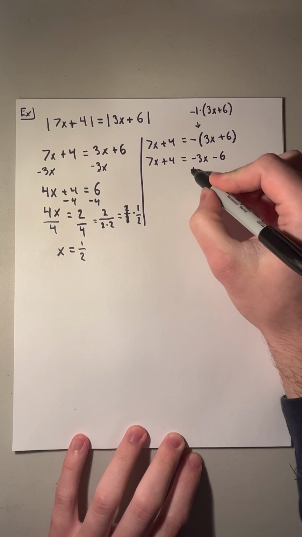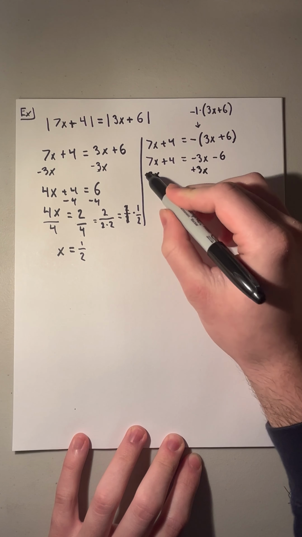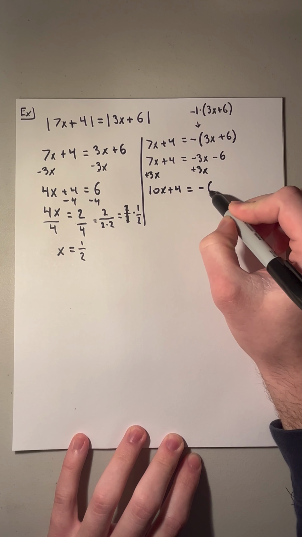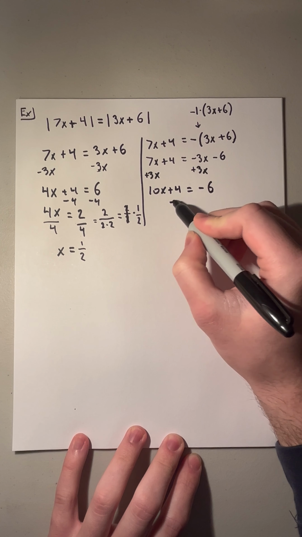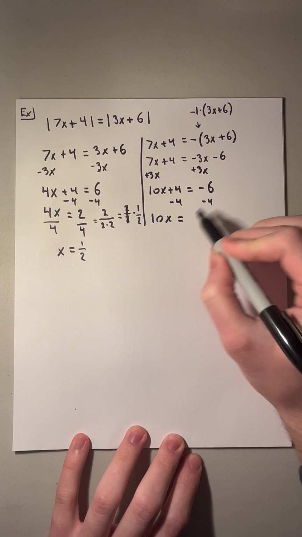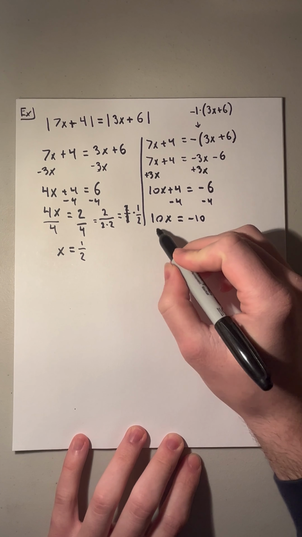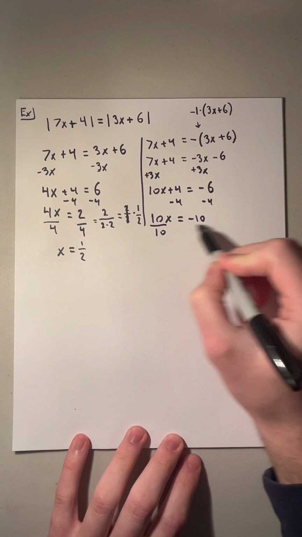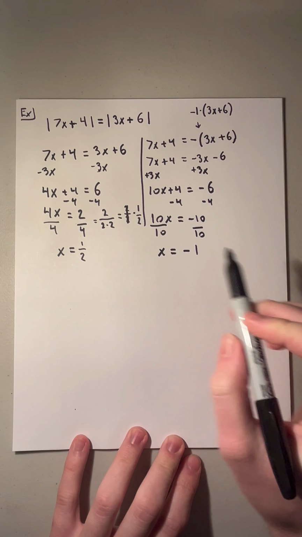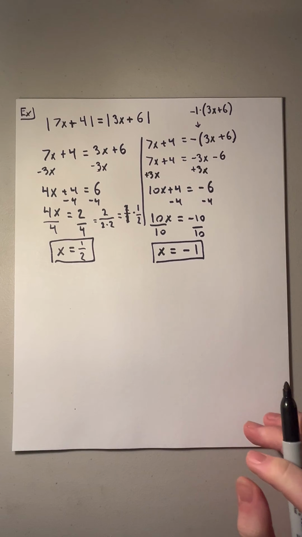On the other side, you have -3x. You're going to want to add it to this side now. So then you get 10x plus 4 is equal to -6. Now you're going to subtract 4 from both sides again, and get 10x is equal to -10, because we were at -6, and you take away 4 more, so you get more negative. And then last step, we divide both sides by 10. x equals -1, because 10 divided by 10 is 1, but it was negative. So these two answers are what you would get.